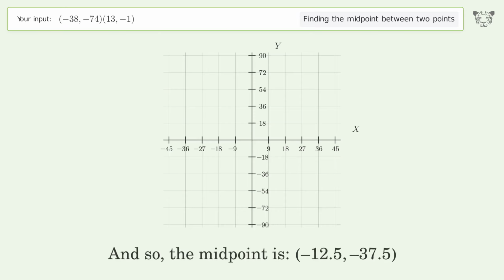And so, the midpoint is negative 12.5, negative 37.5.